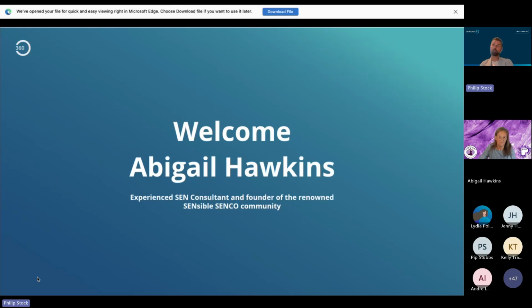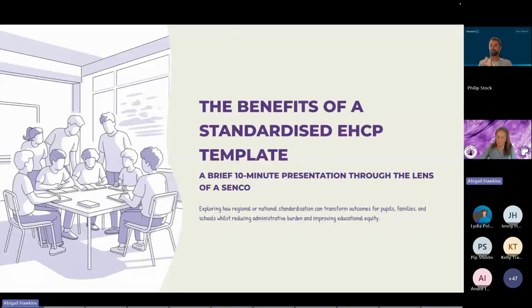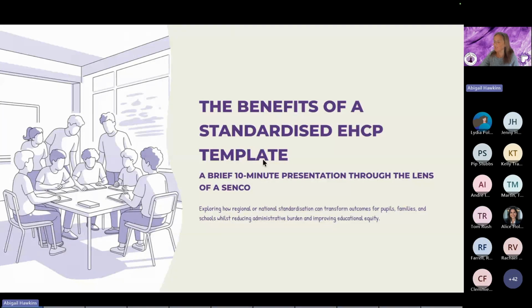So Abigail, you're going to take over sharing screen now, and I'm going to pass over to you for your talk. So thank you, Abigail. Thank you very much, Phil. Hopefully my screen is sharing with everybody. Everybody's just appeared off that screen, so I think it's working. It's looking good. Brilliant. Thank you very much.